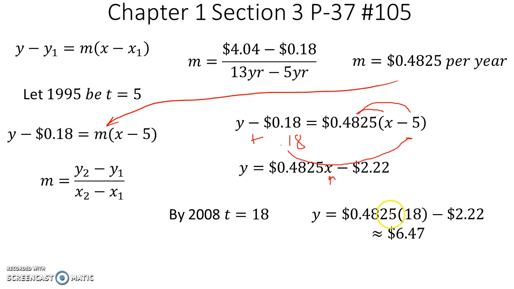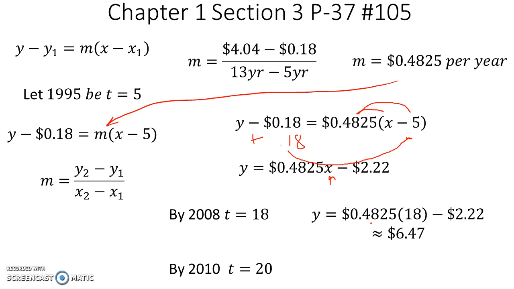We insert that. Again, we're going to multiply these. We'll subtract this, and it's about $6.47. This symbol here means about or similar to. We're going to use that because there was some rounding in the calculations prior to this.